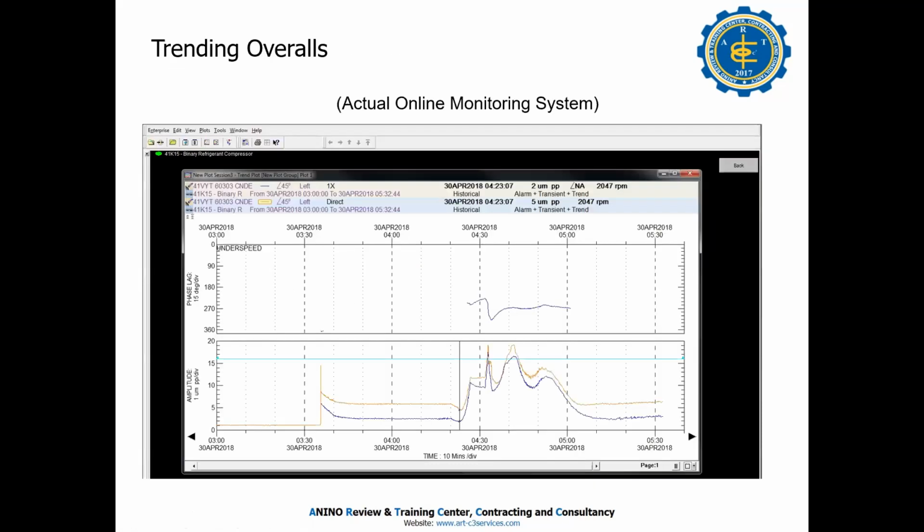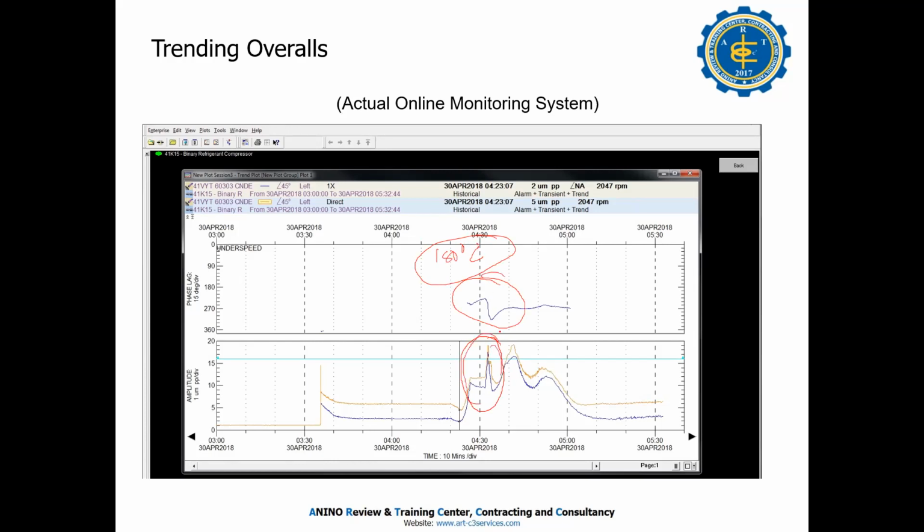So trending overall. This is System 1. I shared this one in the first slides, the phase change with the critical speed. So the phase changes 180 degrees. Before, in the training, they said that there is a phase change when there is a critical speed. So I told myself, it's true that there is a phase change. But when I worked in actual, you can see the phase change, and this is the critical speed.